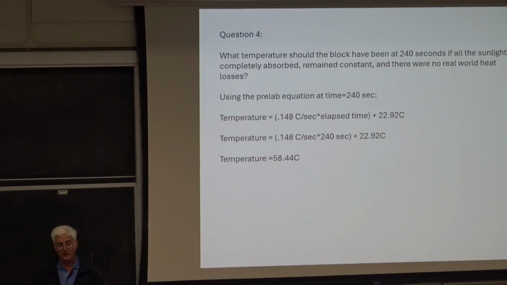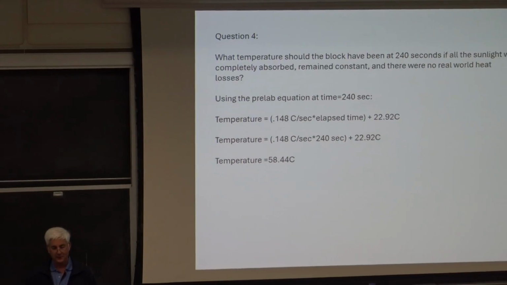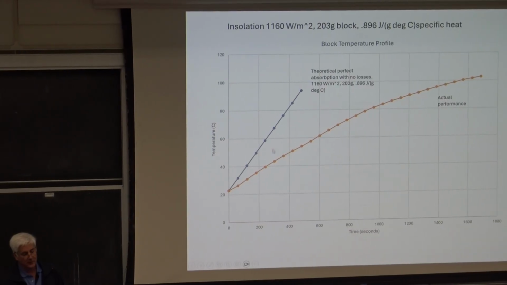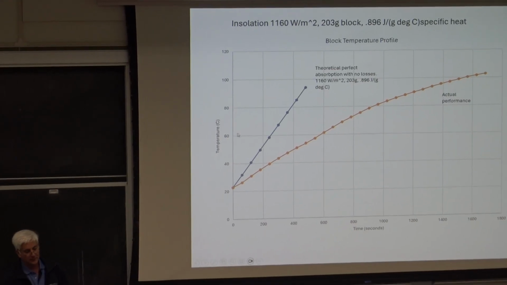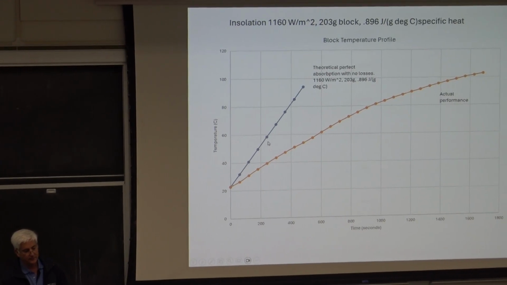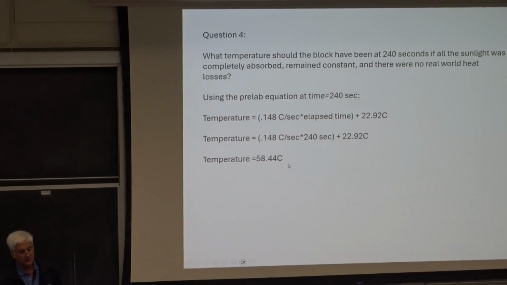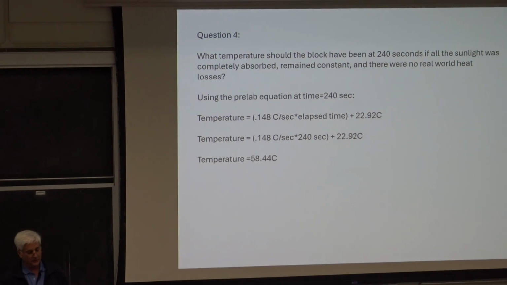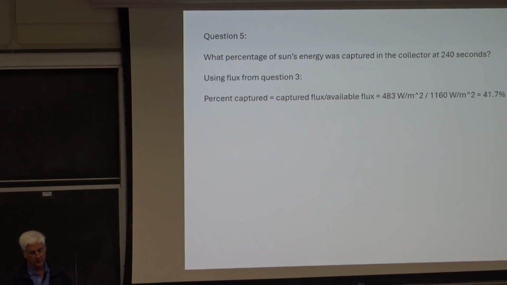What temperature should the block have been at 240 seconds if all the sunlight was completely absorbed, remained constant, and no heat losses? Well, basically that's just come back here and look at your theoretical line at 240 seconds. Because I had an equation, I could just plug and chug: 58.44 C. If your numbers varied a little bit because of starting temperature or insolation, fine. But that's what I was looking for.